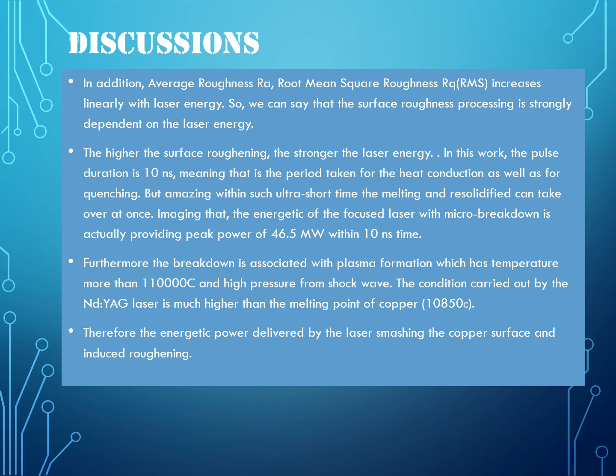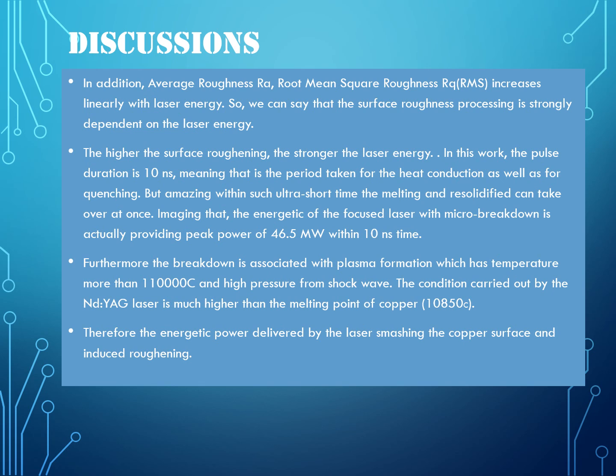Next, discussions. Average roughness Ra and root mean square roughness Rq or RMS increase linearly with laser energy. So we can say that the surface roughening process is strongly dependent on the laser energy. So the higher the surface roughening, the stronger the laser energy. In this work, the pulse duration is 10 nanoseconds, meaning the period taken for the heat conduction as well as for quenching. But amazingly, within such an ultra short time, the melting and resolidification can take place at once.